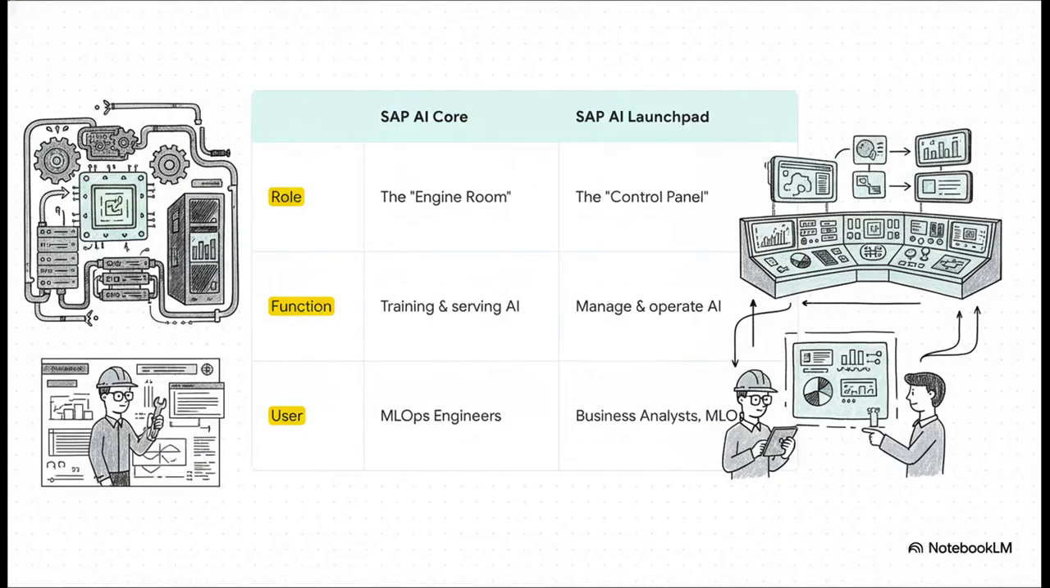This table just breaks it down perfectly. SAP AI Core, that's the engine room. It's the powerful, behind-the-scenes guts of the operation that does the actual training and deployment of the AI models. It's built for the technical experts, the MLOps engineers. But then you have the SAP AI Launchpad. That's the central control panel. It's the clean, user-friendly dashboard where you can manage and operate all your different AI projects. And this isn't just for engineers. It's also for business analysts who need to see how the AI is performing in the real world.